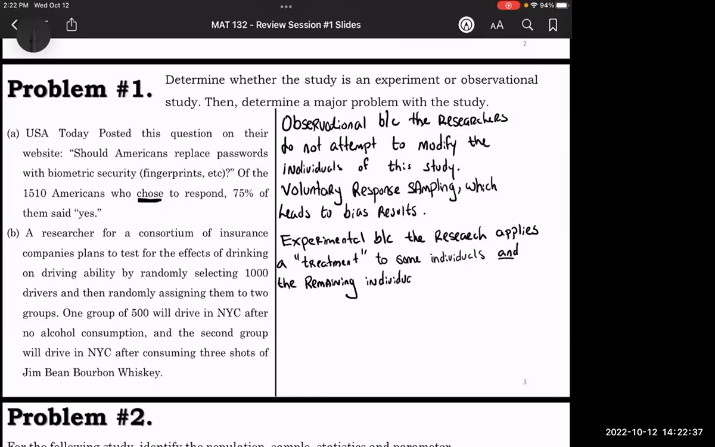So I'm just writing this out. In a control group. Okay, that's it. You just basically apply the definition of an experimental study. You should identify that there are 2 groups, one getting a treatment, the other is not. Okay, now what's a major problem with this study?